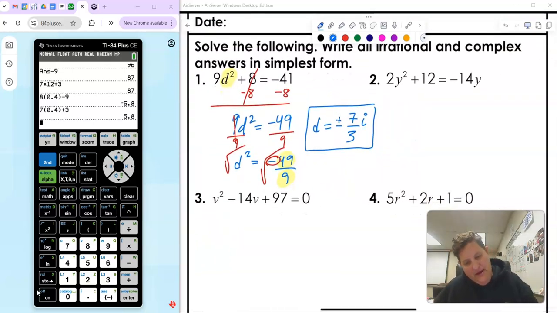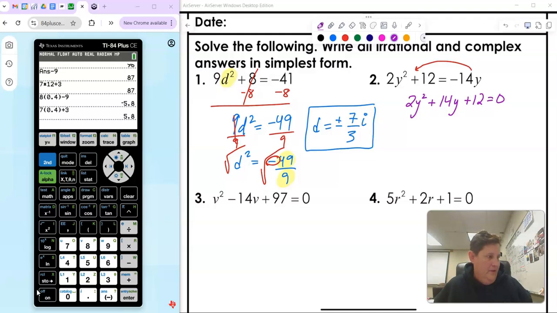Alright, this next one. Now this one, I'm not going to be able to do by square rooting because when I move that over, I have a y squared, 14y, and a 12. Alright, this is going to be a factoring problem, if we can factor it. The first thing I'm noticing here is we can take a 2 out of everything. So it's y squared plus 7y plus 6.